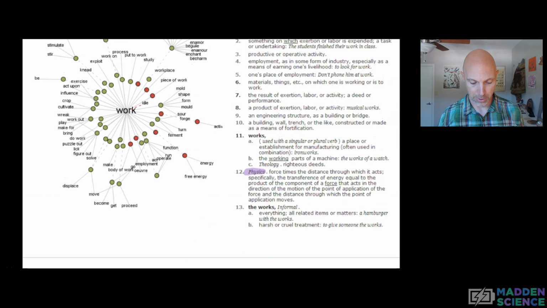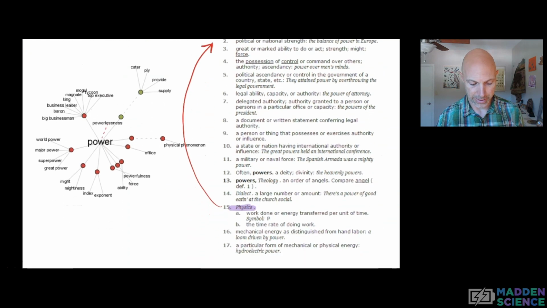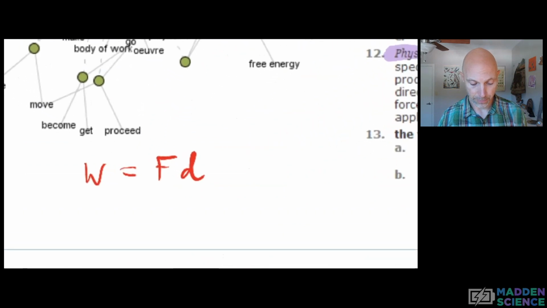All right, so back up a little bit. We're dealing with work as force times distance. Moving down, we have power, which is the rate at which work is done, or work divided by time. Now, you're going to want to note force and distance are both directly proportional to work, right? More force, more work. Force goes up, work goes up. If distance goes up, work goes up.